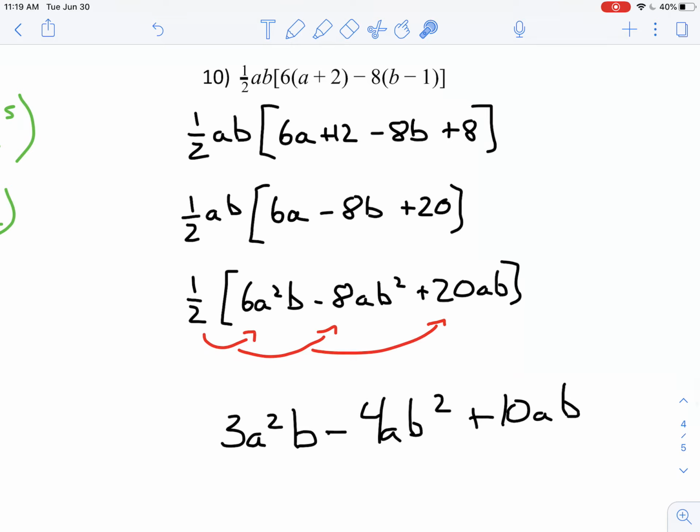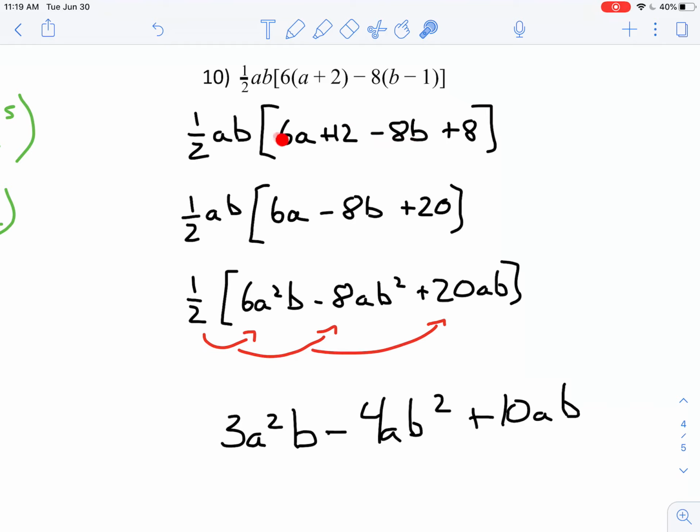We have a lot going on. 1 over 2AB multiplied by 6 times A plus 2 minus 8 times B minus 1 in the end bracket. Well, BEDMAS, I have to do inside the brackets first. So I'm going to distribute this 6 into this bracket, and I'm going to distribute this negative 8 into this bracket. So I'm left with 6A plus 12 minus 8B plus 8.